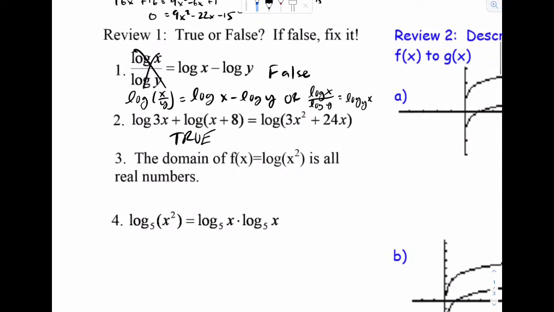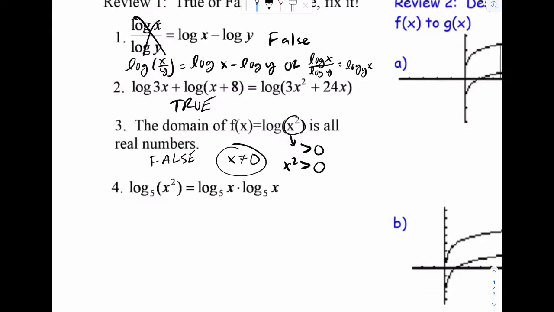3, that's pretty close. For a domain of a log, the inside should be greater than 0. So if you imagine x squared is greater than 0, that's almost all real numbers. X cannot be 0, which means 3 is actually false.